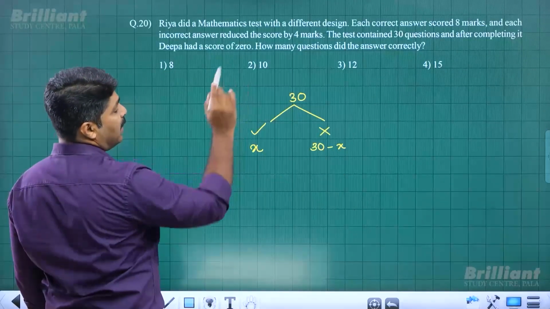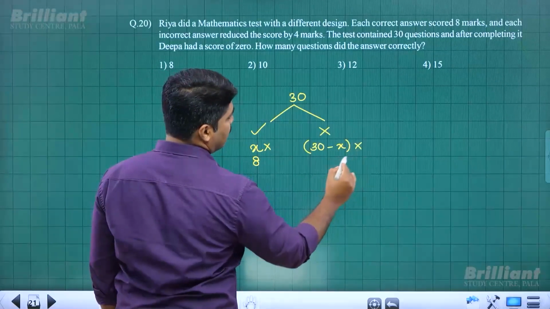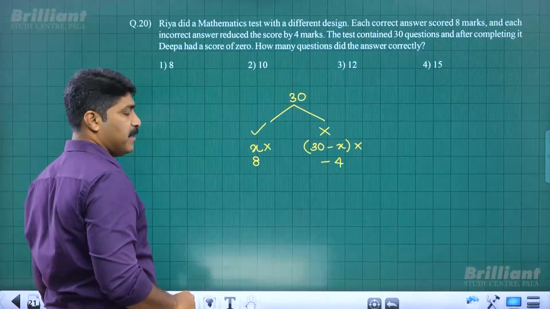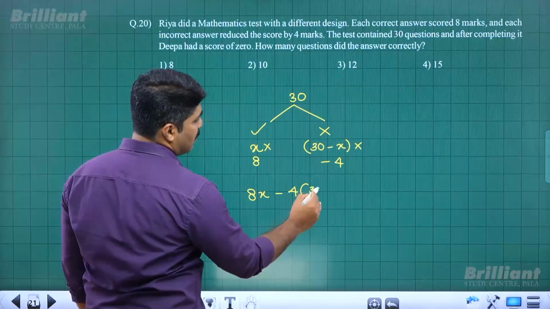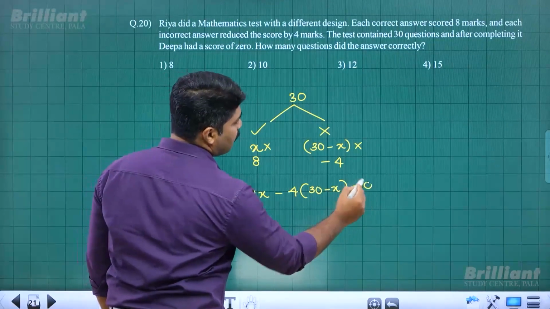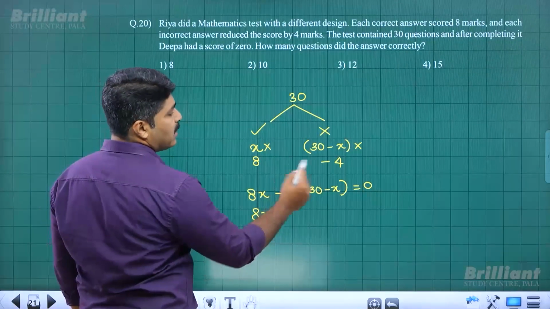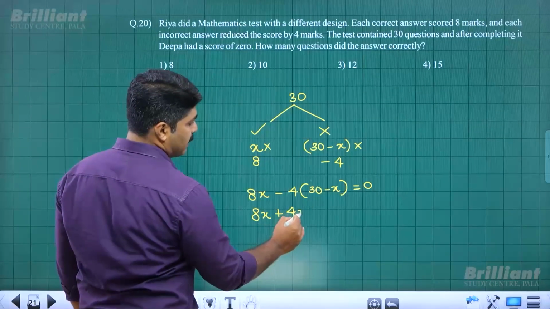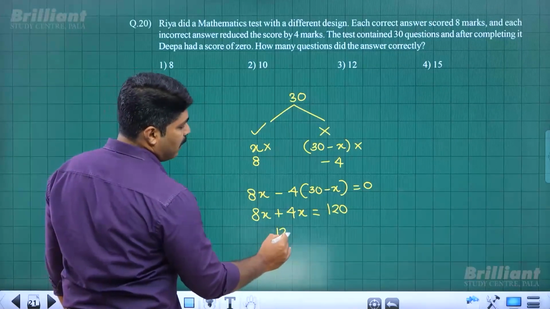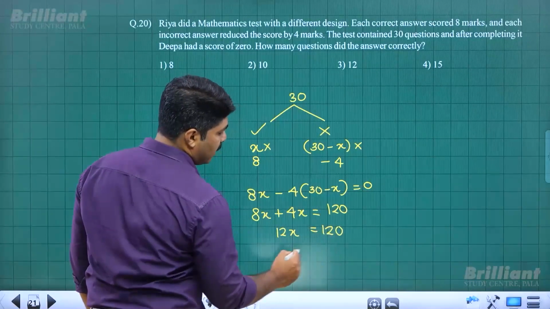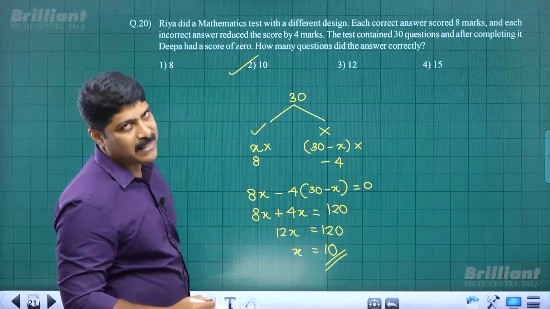And what is the score for each correct answer? That is 8. So what is the score for each wrong answer? That is 4 for deducting here. Therefore, we can combine it. This is 8x minus 4 into 30 minus x will be equal to 0. So that's the simple logic. Therefore, this is 8x. And this is minus of minus x, which will be equal to 4x. So take this 120 towards the right side. So this is 12x equal to 120, hence x is equal to 10. Simple, simple. So we got the answer that is equal to 10.